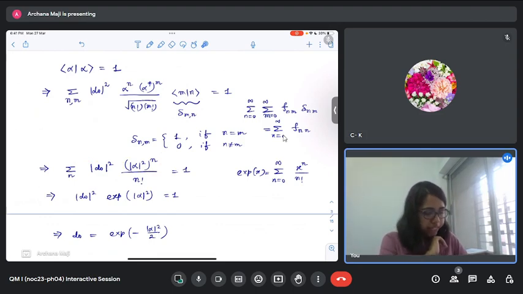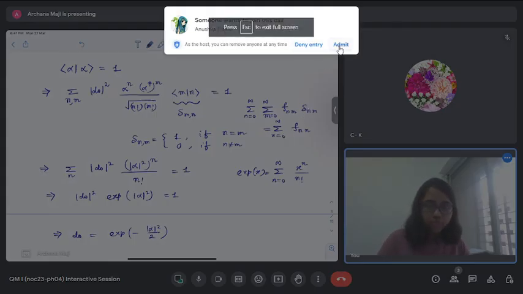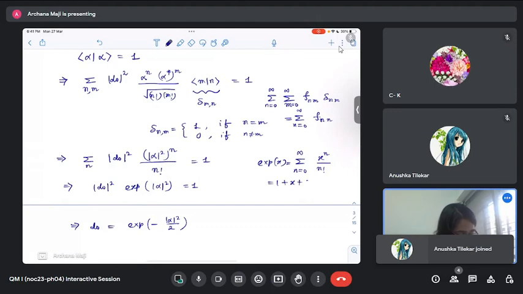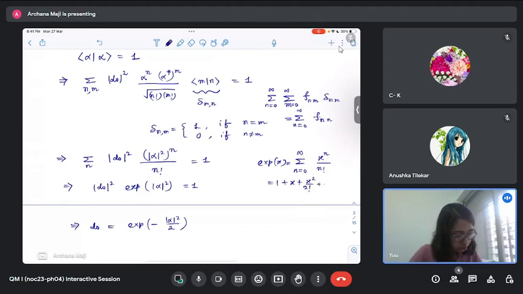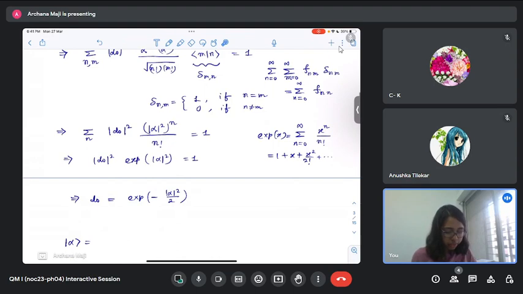And then I am saying that exponential of x is this, sum over n equal to 0 to infinity. This is because the Taylor expansion of exponential x, you know, is 1 plus x over 1 factorial plus x square over 2 factorial and so on, so that we can write in this form. And so basically this entire thing is giving us exponential of mod alpha square. So then from there we determine d0. Is this clear?